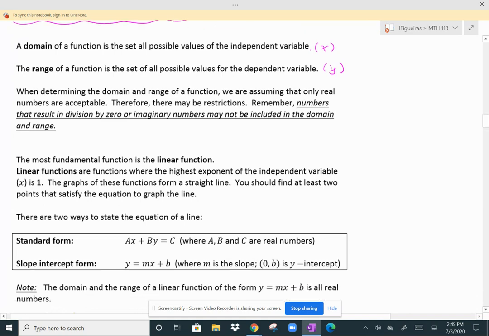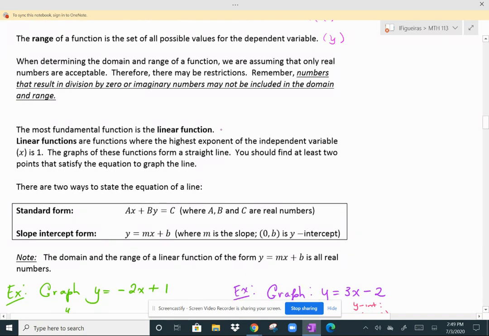The most basic of all of your functions is the linear function. And so we know that a linear function is a function where the highest exponent of the independent variable, which is again usually x, is 1. So y equals x is a linear function because this is x to the first power. But so is something like this, negative 2x plus 5. That's also considered linear because the x is only raised to the first power.